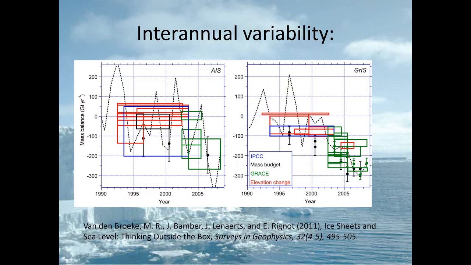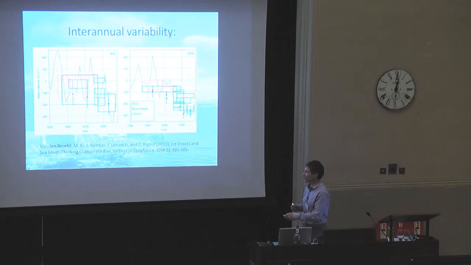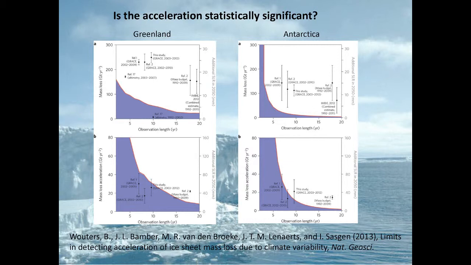The point about this particular paper is just a kind of warning to people. These boxes are various different estimates from the literature, from various different sources. Be careful, the interannual variability is very large. It's particularly large in Antarctica, where there isn't really a seasonal cycle either. Whereas in Greenland, the mass loss is larger and the interannual variability is a bit smaller, so maybe we can infer something from that.